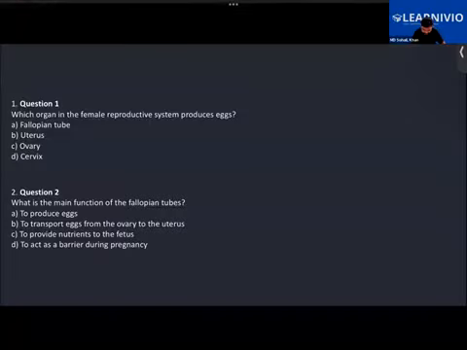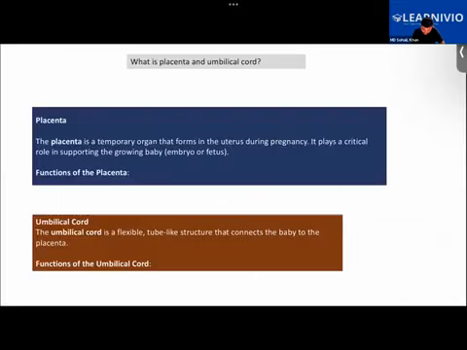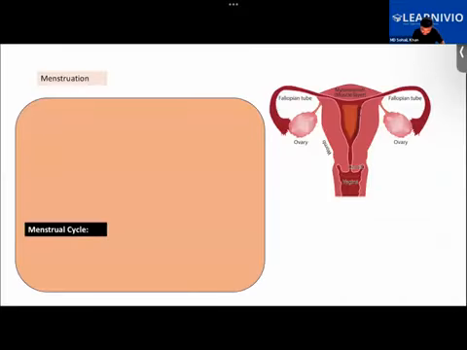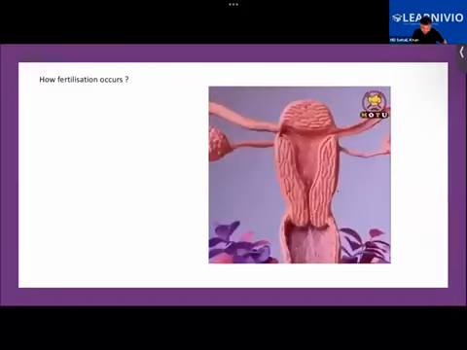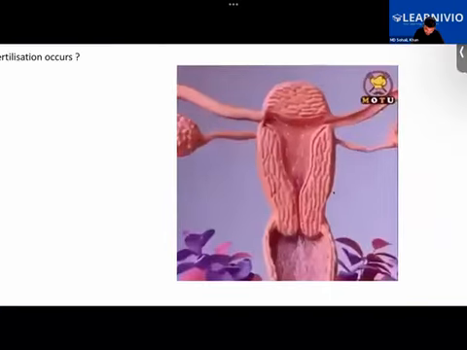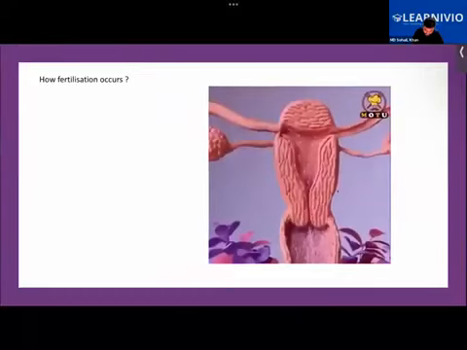To understand that, take a look at this animation, particularly over here. I will play this animation, and after that we'll discuss all the other parts. It will be much better to understand then. In the animation, you will see how the sperm moves through the different parts and where fertilization is going to take place.